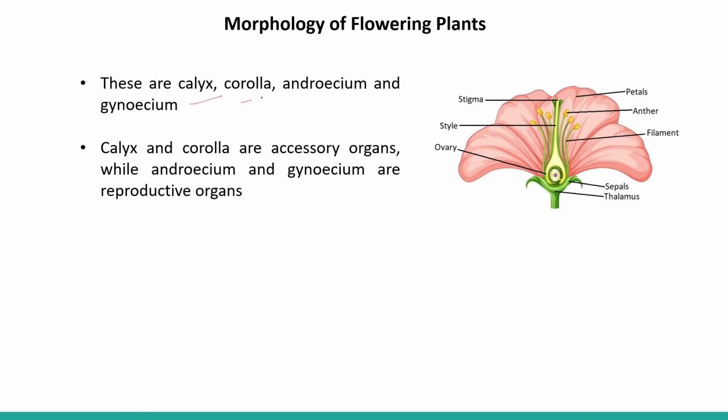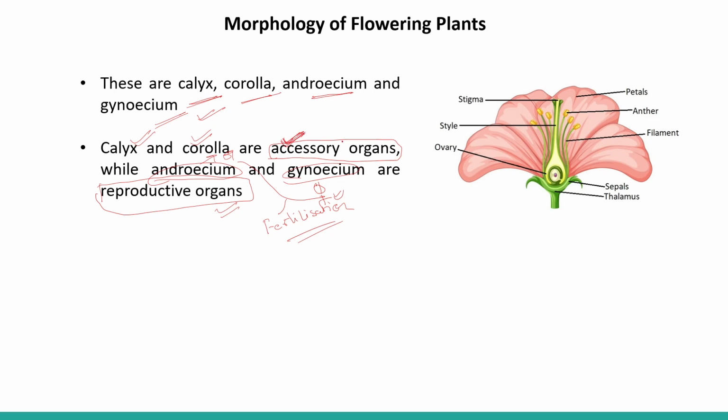These are calyx, corolla, androecium. So the 4 whorls are called calyx, corolla, androecium, and the innermost whorl is gynoecium. The calyx and corolla are called accessory organs, whereas the androecium and gynoecium are called reproductive organs, because androecium is the male reproductive organ and the gynoecium is the female reproductive organ, and they take part in the process of fertilization or reproduction. That is why they are called reproductive organs. But calyx and corolla do not participate in reproduction, but yes, they are accessory organs.